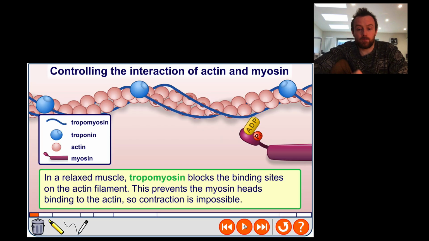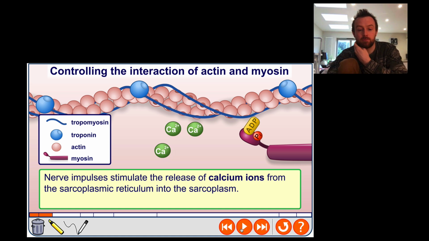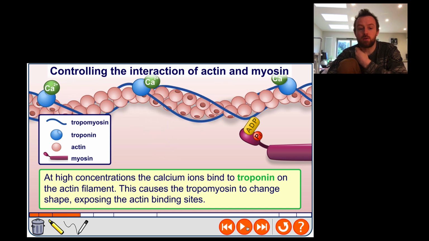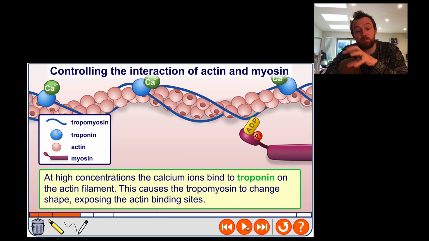Okay, here's the cross-bridge cycle. So, just like I was saying before, in a relaxed muscle, troponin and tropomyosin block access so that the myosin head can't bind to the actin filament. But when calcium is released from the sarcoplasmic reticulum, calcium comes along and binds to troponin. The troponin then undergoes a conformational change and causes tropomyosin to move out of the way, exposing binding sites on the actin filament. So now you can see these binding sites are free, and this is where the myosin head will bind.